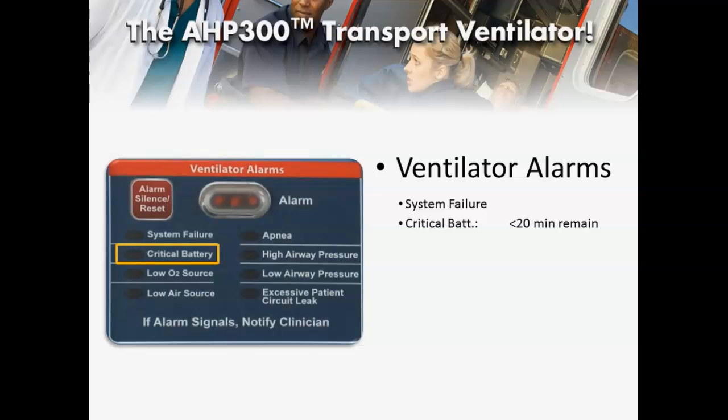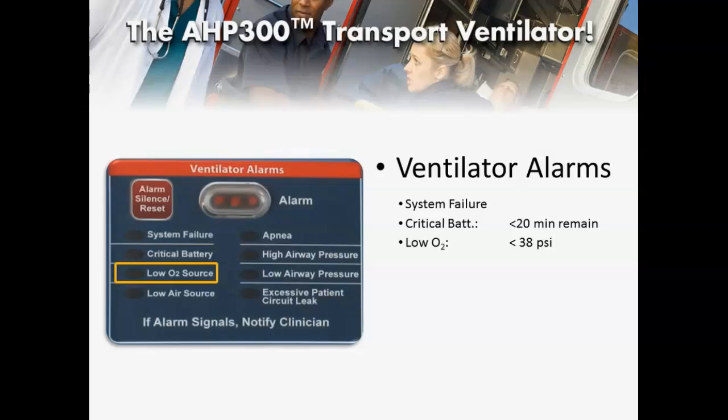Critical battery. This alarm actuates when the battery has 20 minutes of life left. The alarm cannot be silenced. Note that the AHP300 has 7.5 hours of battery life at adult settings, and as the battery drains, it will be displayed on the power meter. Also, one can attach the MCV-AUXBAT external battery pack for an additional 14 hours of runtime. This said, if the critical battery alarm sounds, one should plug the vent into AC power or attach an auxiliary battery pack immediately.